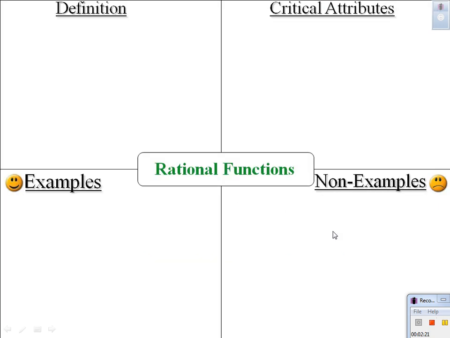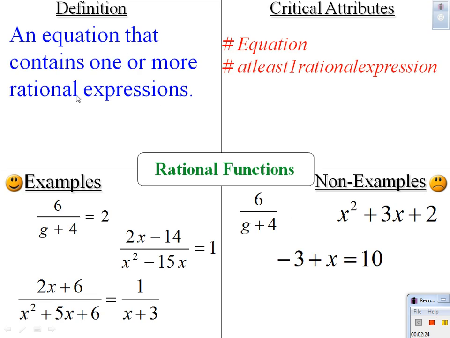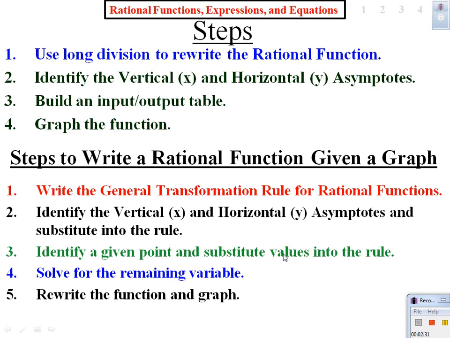All right. So rational functions, we know what they are. They are equations that have at least one rational expression in them. There you go. Steps that we covered for graphing were the top 4. The last part were for the last problem that we did. We're going to revisit this today.